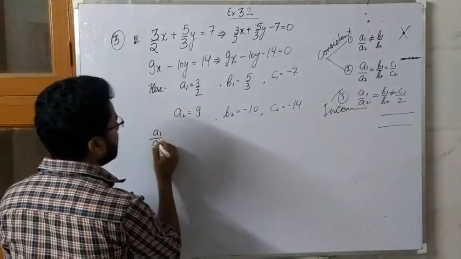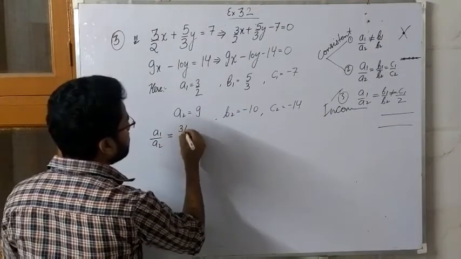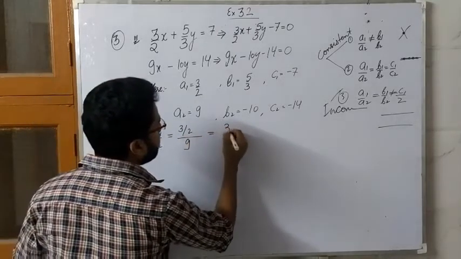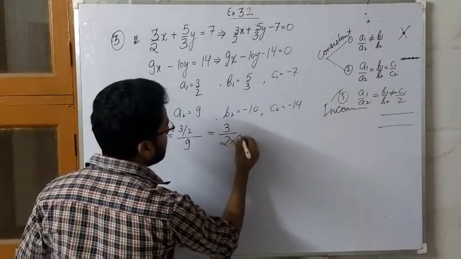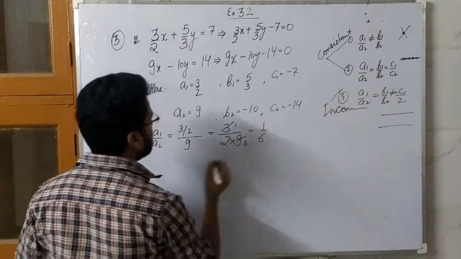Now a1 upon a2, what will be the answer? a1 is 3 by 2 divided by 9, right? So how will we solve this? 3 by 2 into 1 by 9. 3 1s are 3 and 3 3s are 9. It will come 1 by 6.